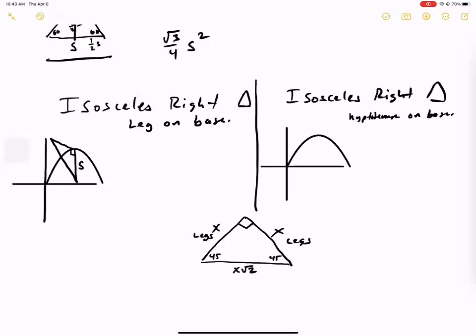Versus falling flat on its face. That's my right angle, and this is my hypotenuse on the base. So as you can see, depending on what part of the triangle is on the base, it changes the shape.